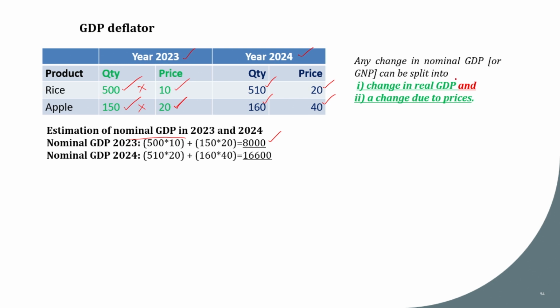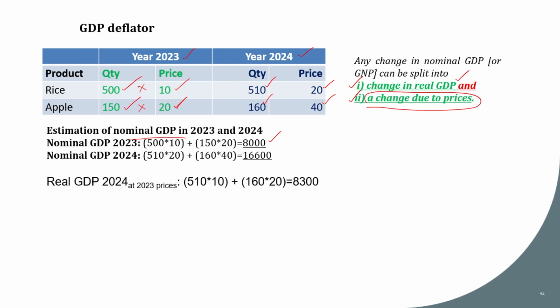So the first part is obviously a slight increase in the quantity produced. At the same time, there is also a change in prices. So when nominal GDP goes from 8,000 to 16,600, it reflects two things: one is the change in real GDP and the second one is the change in prices. So when dealing with inflation, what we want to know is how much of this change is due to prices.